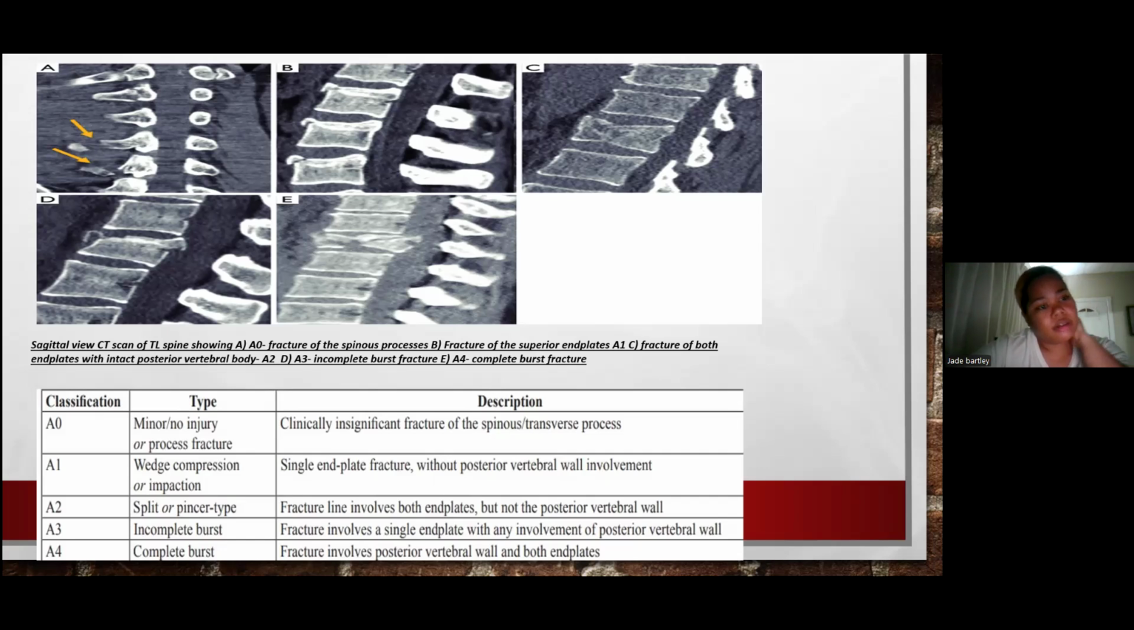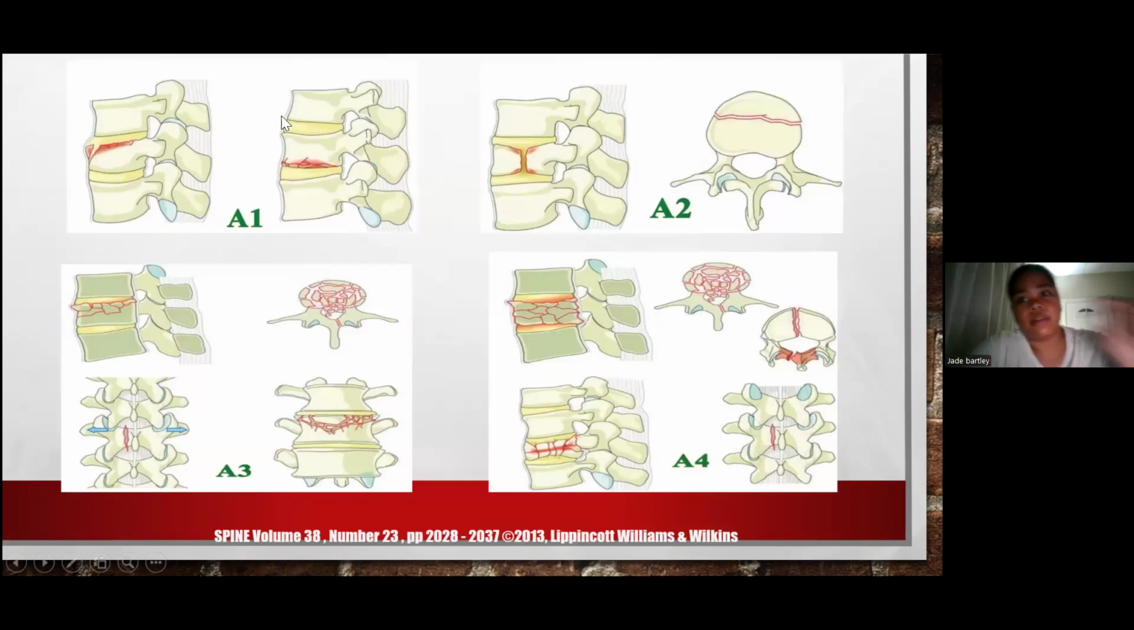Moving along, your A1, which is our wedge compression fracture. As you can see here, it's usually an anterior wedge compression fracture. So it's a fracture that's affecting the superior end plate. There is no concern for the stability of the spine, and these patients can actually be managed non-operatively. A2 involves a fracture affecting both the superior and inferior end plate, as you can see here.